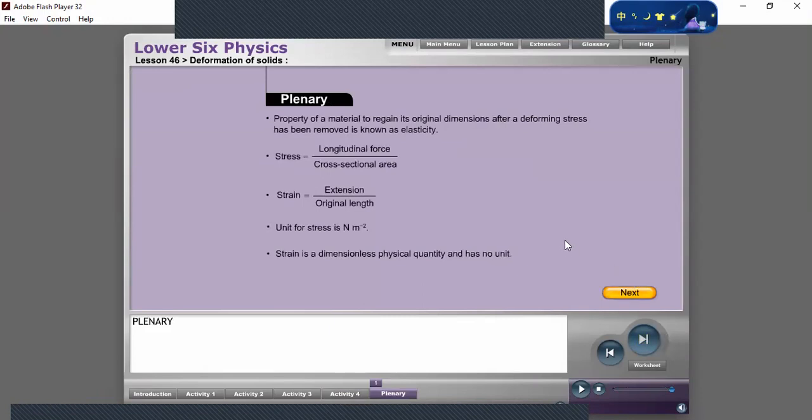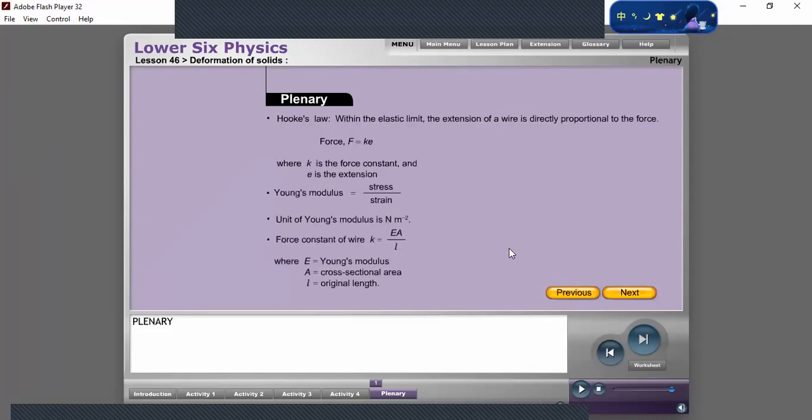Ladies and gentlemen, as the conclusion for today's lesson, the property of a material to regain its original dimension after a deforming stress has been removed is known as elasticity. Stress is equal to longitudinal force over cross-sectional area, and strain is equal to extension over the original length. The unit for stress is newton per meter square, and strain is a dimensionless physical quantity and has no unit.